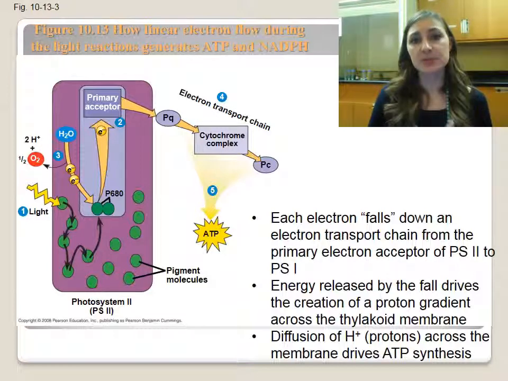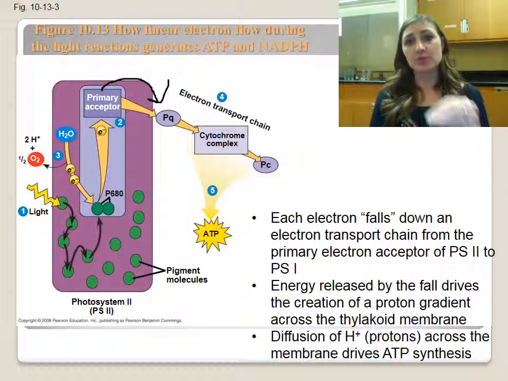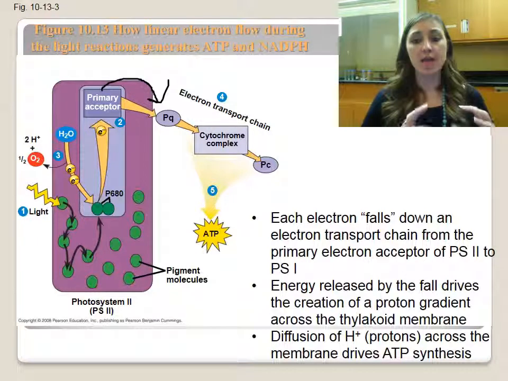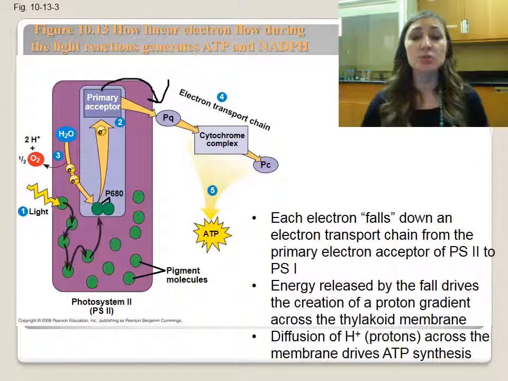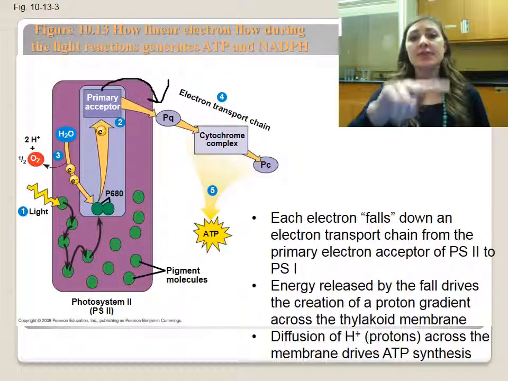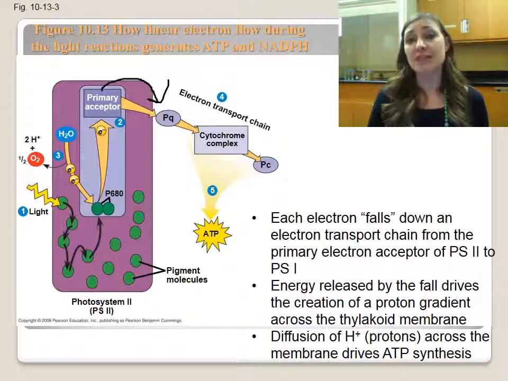Moving from photosystem 2 to photosystem 1 requires a bridge, and that bridge is an electron transport chain. The primary electron acceptor moves an electron into the electron transport chain. As it moves from protein to protein through the chain, energy is released each time. This energy is used to drive the movement of hydrogen ions, or protons, across the thylakoid membrane. It creates a gradient, moving hydrogen ions from low concentration to high, making a very high concentration on one side. Those ions are going to want to move back through the membrane. When they diffuse back through the membrane, that is what drives ATP synthesis, just like in cellular respiration.